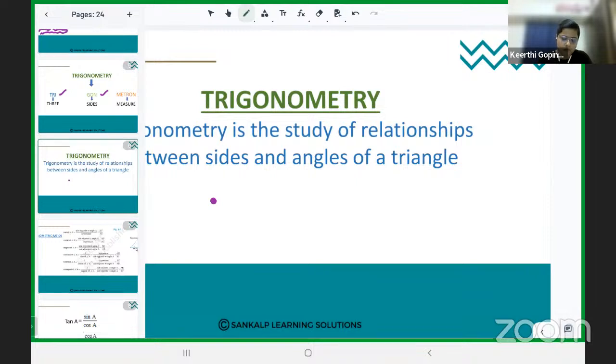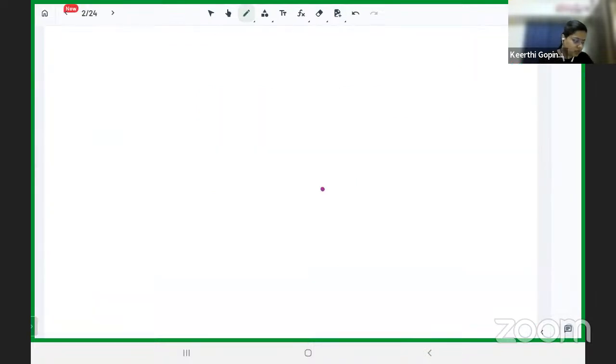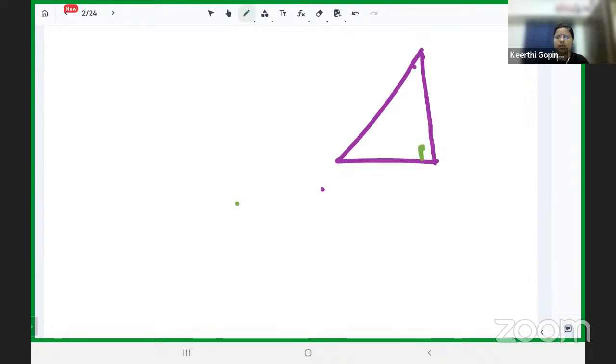Trigonometry. Okay, so first of all, consider a right angle triangle. So one angle will be 90 degrees, right? So I'm going to name this triangle as ABC. So this is right angle triangle ABC. Now we know the name of AC, right? It is nothing but the hypotenuse. AC is the hypotenuse of the triangle.